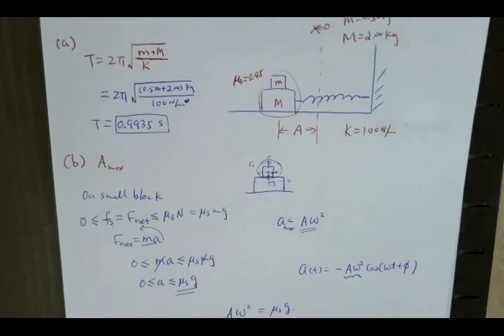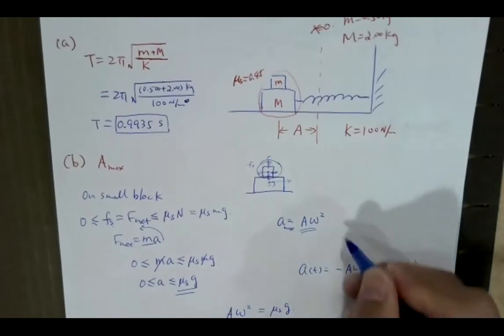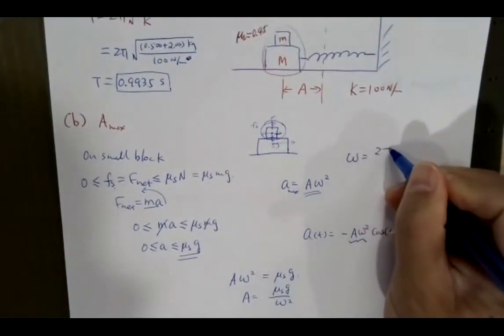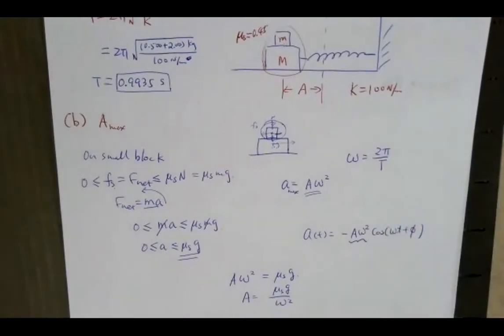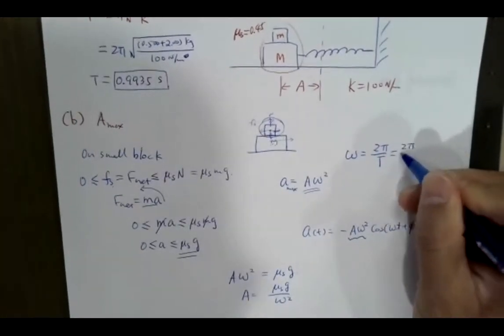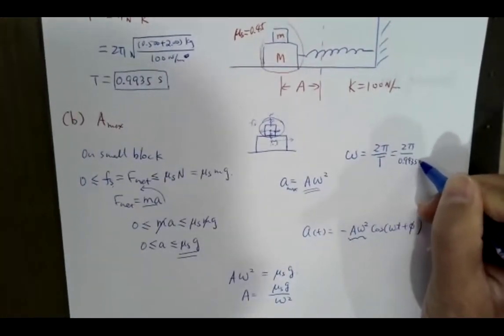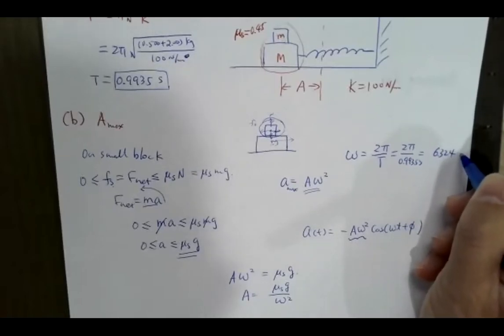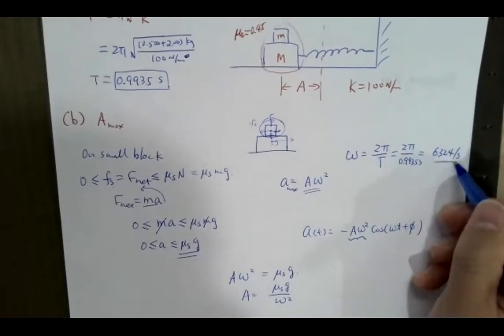We have mu s, we have g, so we should also be able to figure out omega, right? Because omega is equal to 2 pi over T, right? So this guy you can actually calculate already. 2 pi divided by 0.9935 seconds, okay, will give you 6.324 per second, or second inverse. So this is your omega.